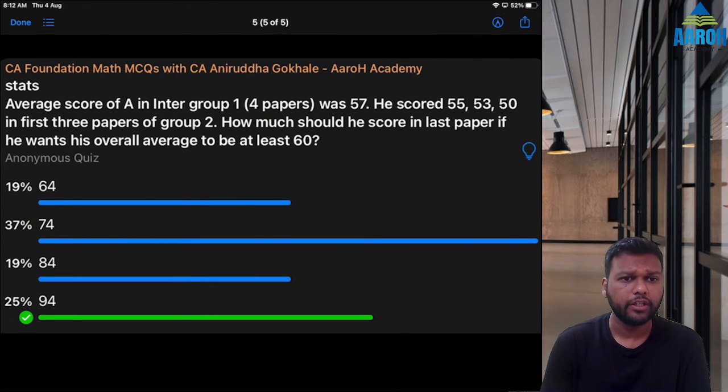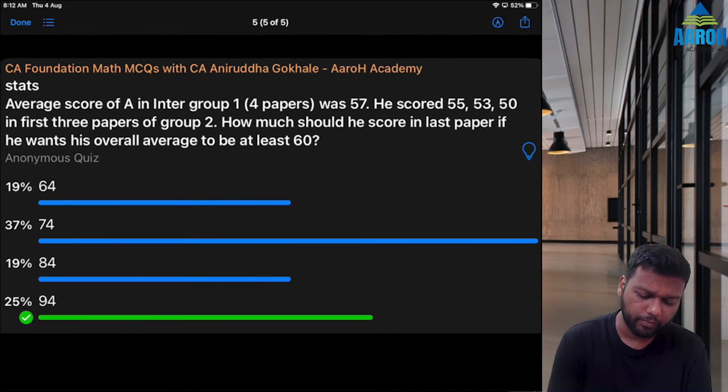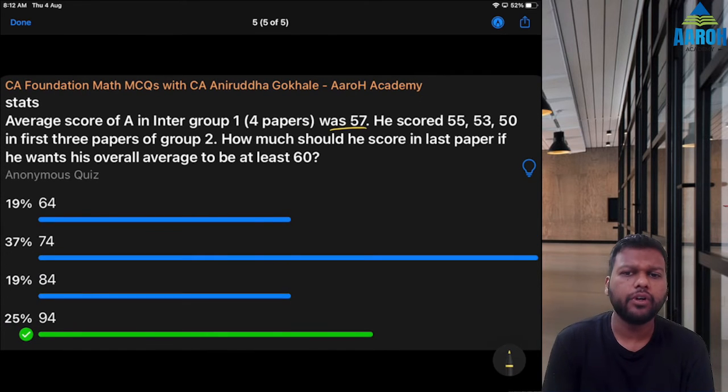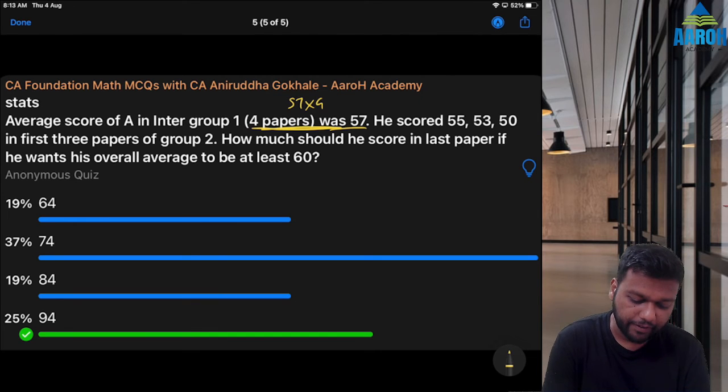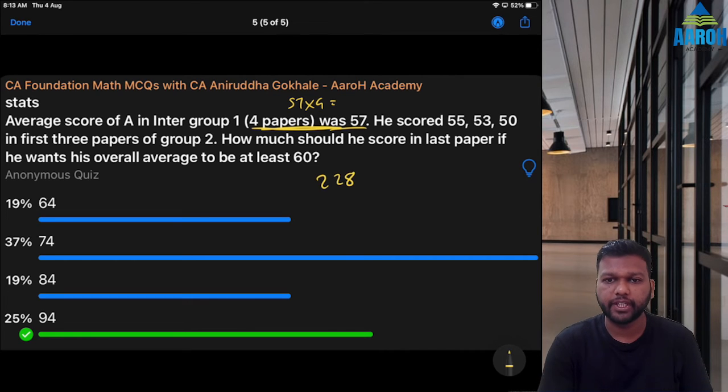Next, average score of A in inter group 1 was 57. He scored 55, 53, 50 in first 3 papers of group 2. How much should he score in last paper if he wants his overall average to be at least 60? Concentrate. In group 1 his average was 57 in 4 papers. That means his total marks were 57 into 4. How much is 57 into 4? Check. So 228 total marks he has got in first 4 subjects.